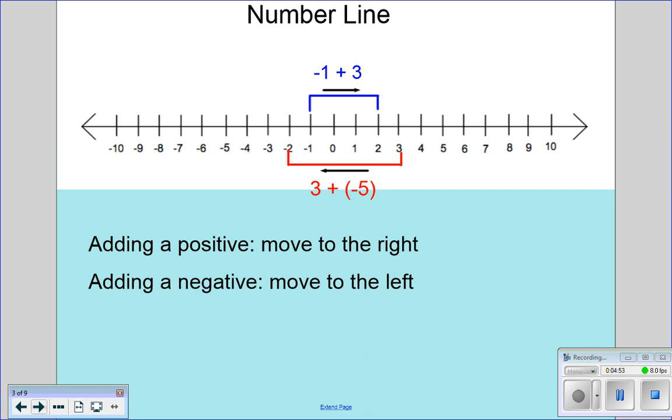Okay? So if I'm adding a positive, for example, if this is my problem, 3 plus -5. A lot of people ask, why is that -5 in parentheses? What does that mean? Has it ever been in parentheses for you before? Have you seen it like that? All it means is that that negative is staying with that 5. That's all it means. Okay? Because otherwise it would look like this.